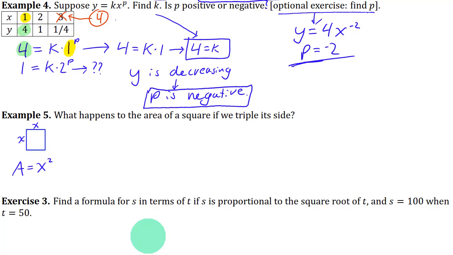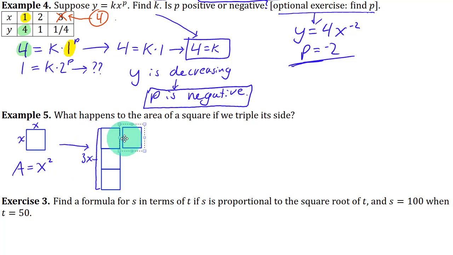So if we triple its side, now instead of it being x on each side, it's going to be 3x. So that's going to be like x, and the side length is now going to be 3x, but that's not the whole square, that's just part of it, because the other side is also 3x now. I'm going to try to draw that in here. So this length is also 3x. Try to get them to line up, sort of. Okay, so now it's 3x by 3x.